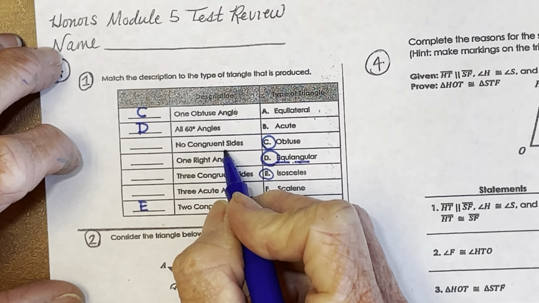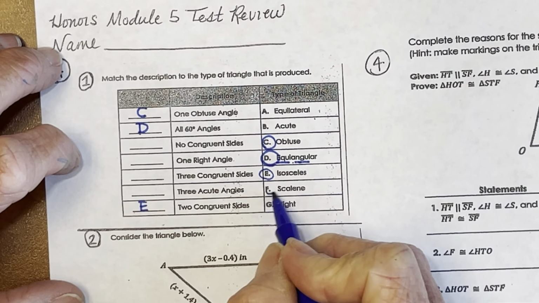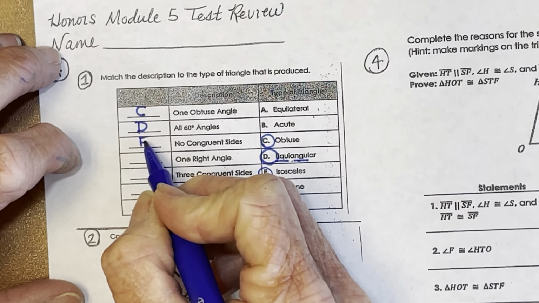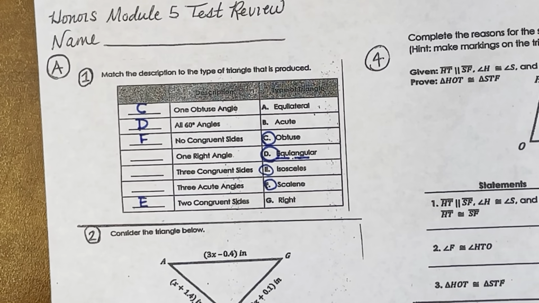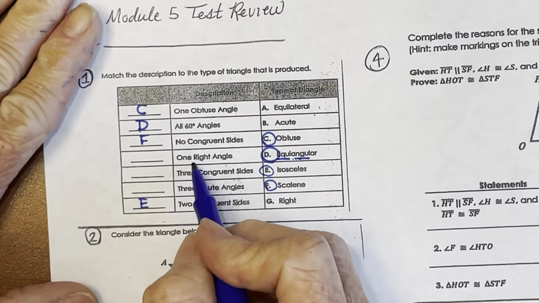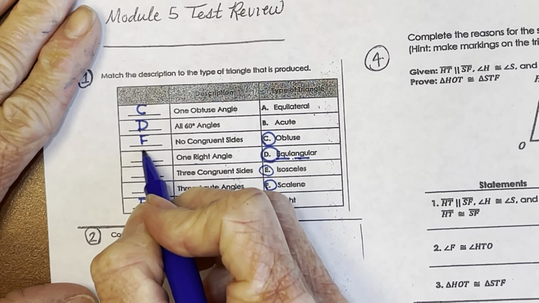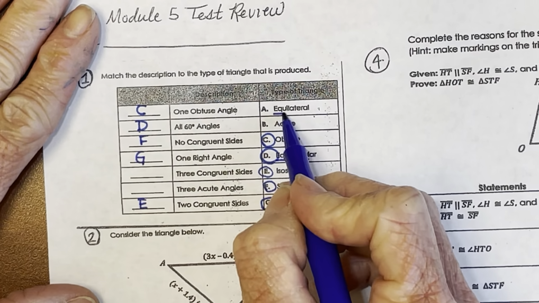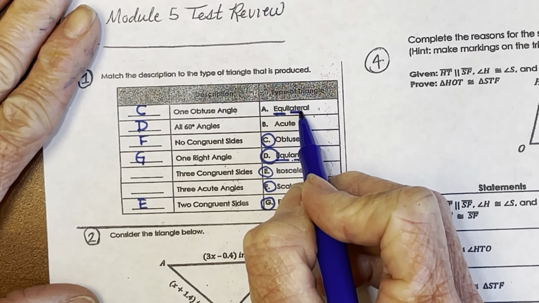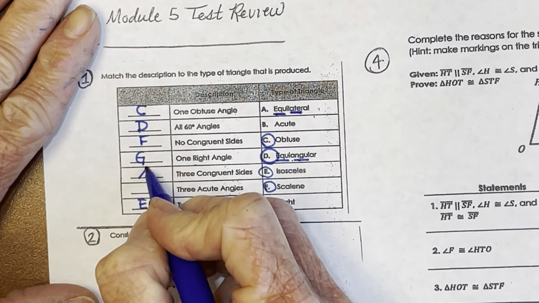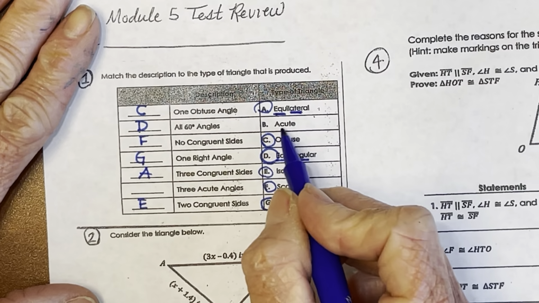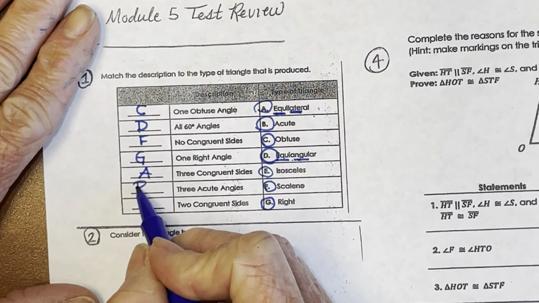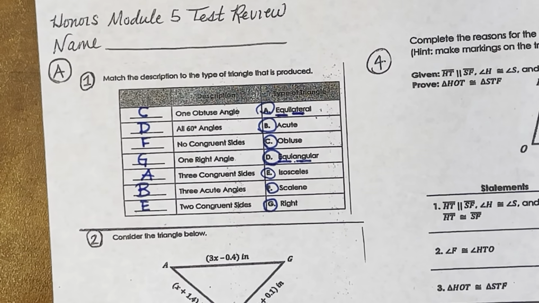If it has no congruent sides at all, that is a scalene triangle. You have this in your video notes on congruent triangles. Only one right angle makes it a right triangle. Three congruent sides, it has equal sides. That's going to be A. And then three acute angles makes that an acute triangle there, okay?